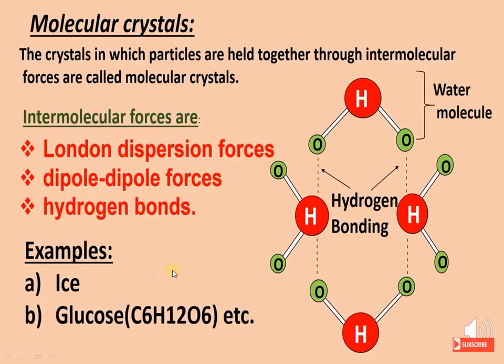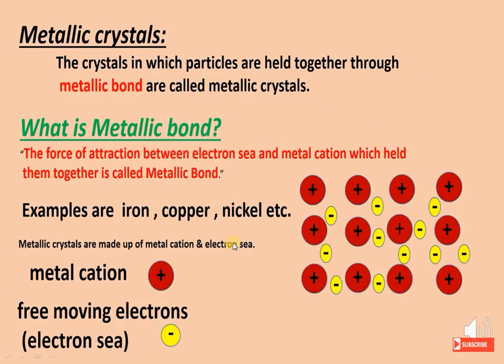Now we are going to discuss the metallic crystals. Metallic crystals are the crystals in which the particles are held together through metallic bonds, known as metallic crystals or metallic solids. Now we know what is metallic bond. The metallic bond is the force of attraction between the electron sea and metal cation which holds them together.